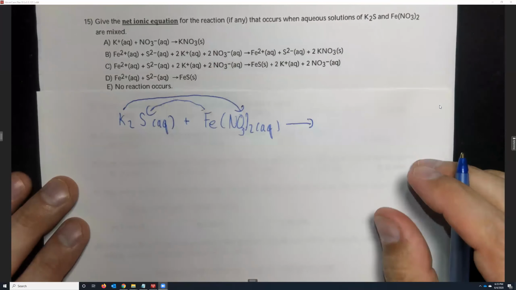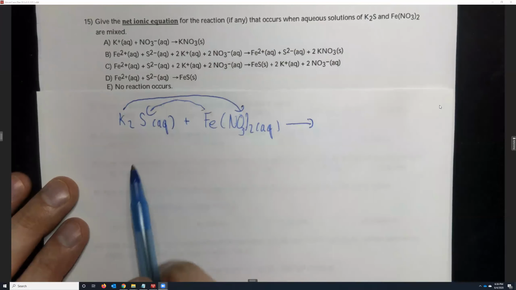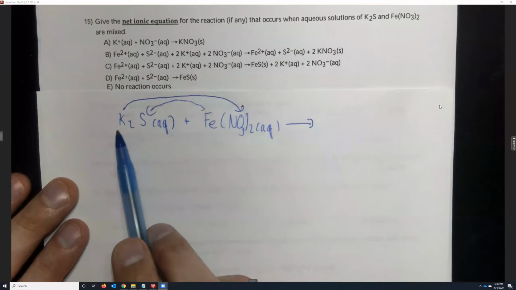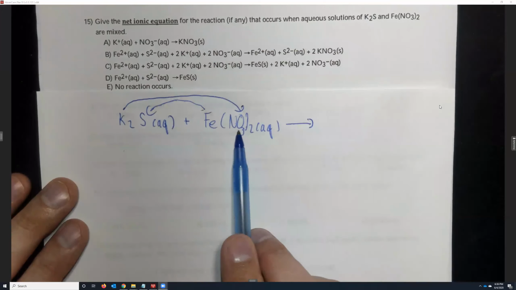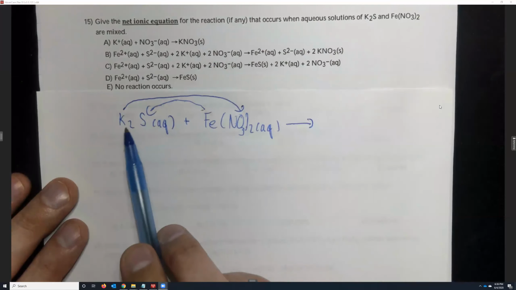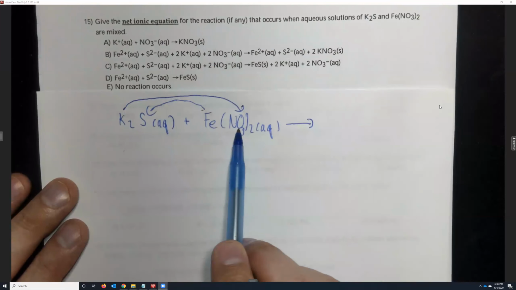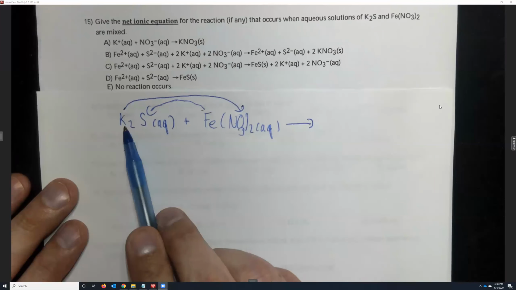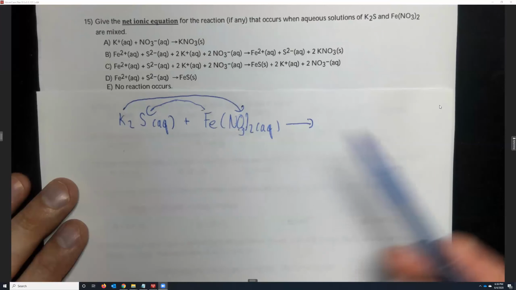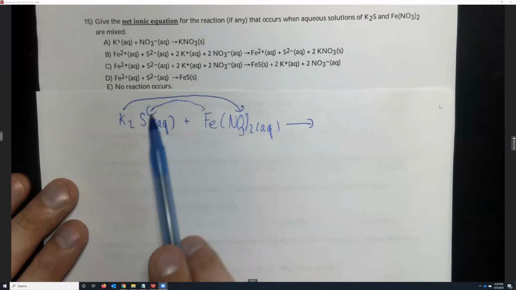So the very first thing you want to do is look at your solubility rules and see if K and NO3 will form an insoluble compound, right? You're looking for something that's insoluble. And what you're going to find is K and NO3 are always soluble. 1A metal is always soluble. Nitrate's always soluble. Then you're going to want to look at FeS.